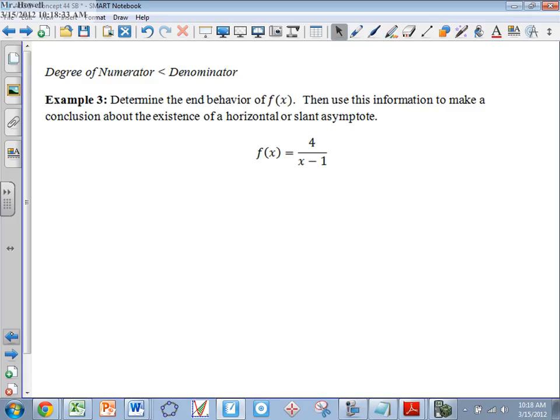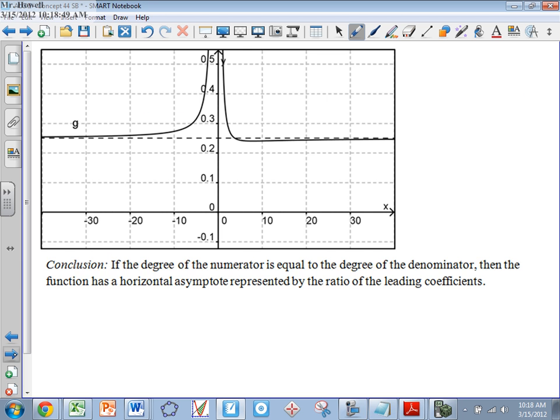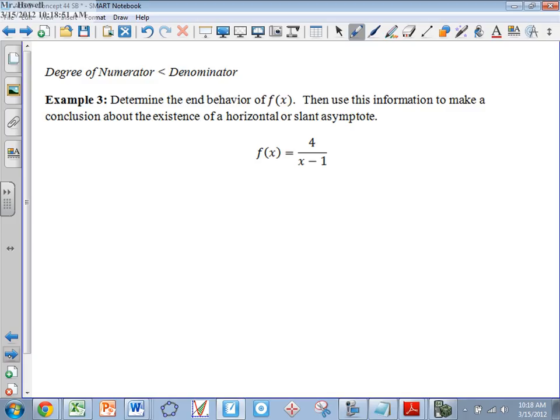So to think back, we were talking about where the leading coefficient for these problems from the other day looked like this. We just said, let's take 2, let's take the 8 here. 2 over 8 is 1/4. So we got a horizontal asymptote of 0.25. That was from the other day. Now today, we're going to start looking at the second case.